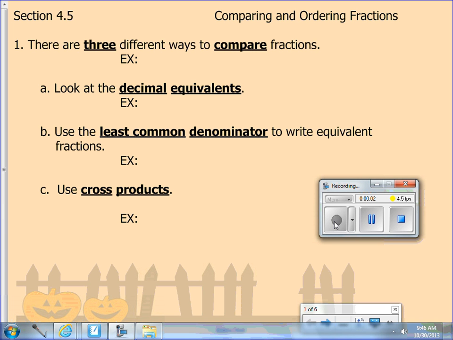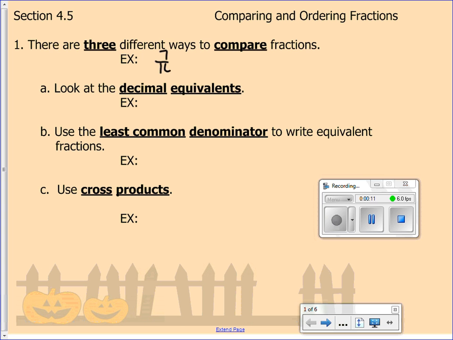As we begin this lesson, we'll be comparing and ordering fractions. There are three different ways that you can compare and order fractions. We're going to look at 7/10 and 3/4. You can look at their decimal equivalents. 7/10 in decimal form is 0.7. 3/4 is going to be equal to 75 hundredths.